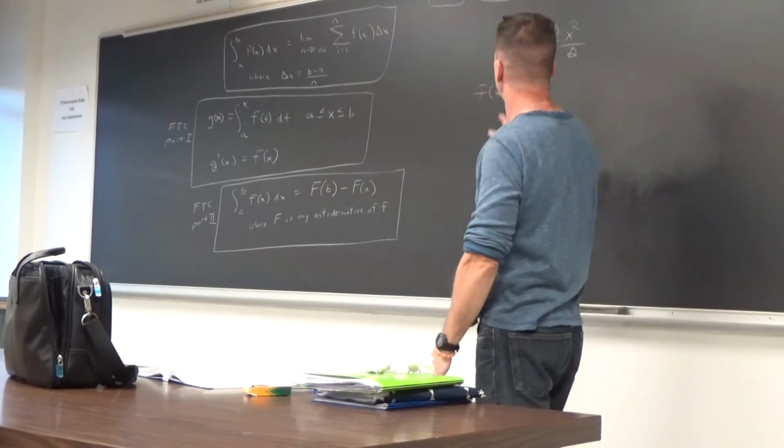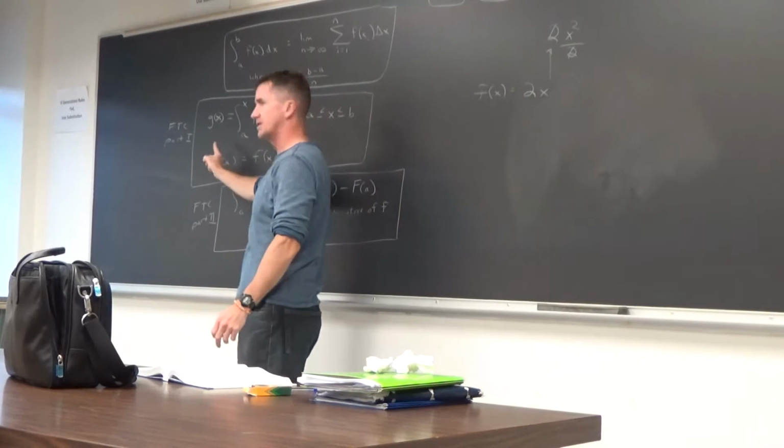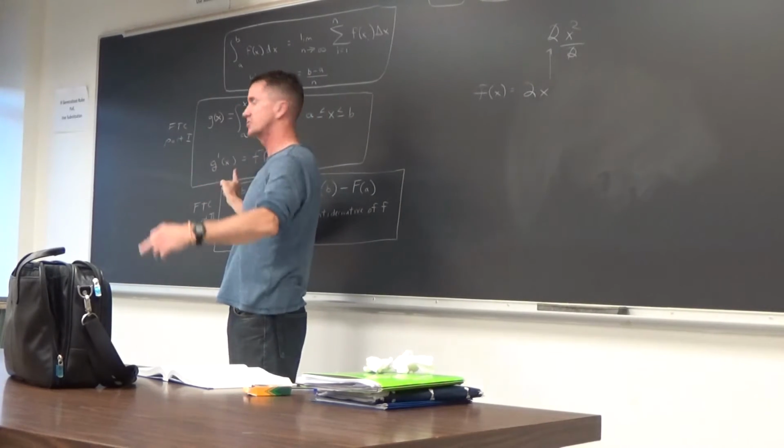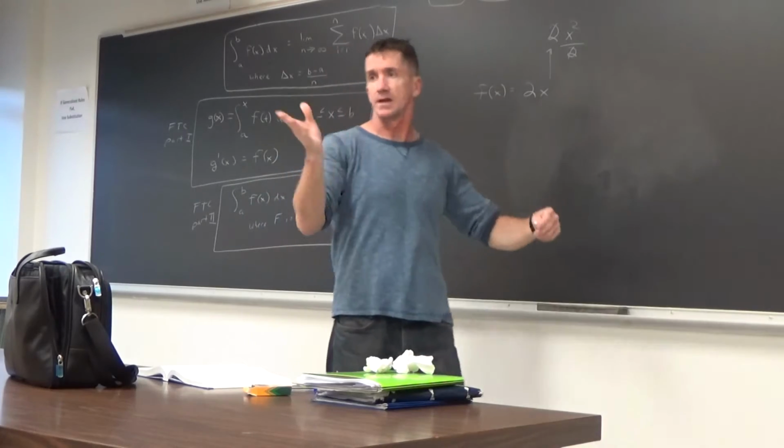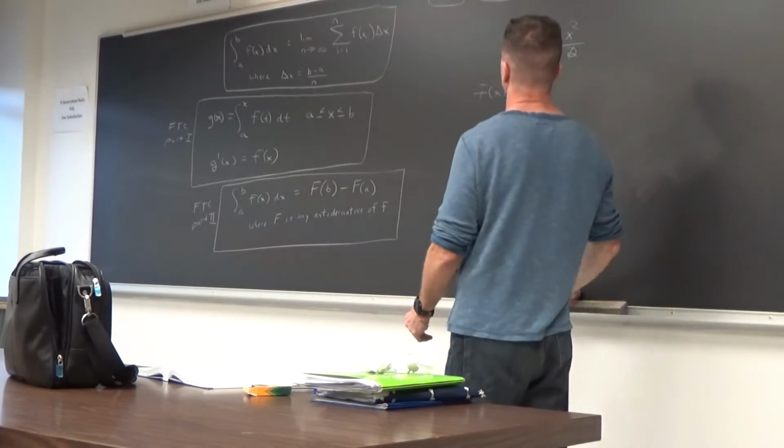But if we do all this work and then come back and take the derivative, we should come full circle and get back to what? A 2x. Does that make sense? So let's try something like that.